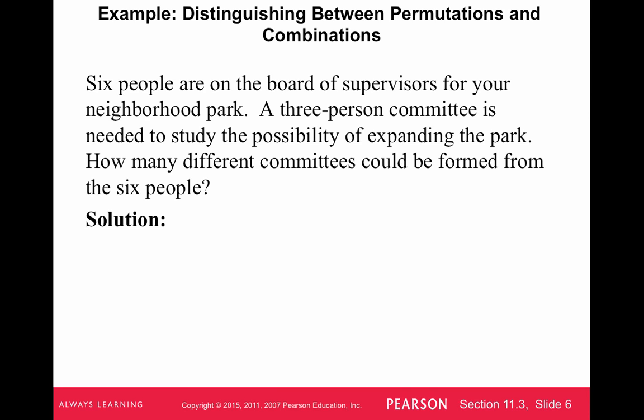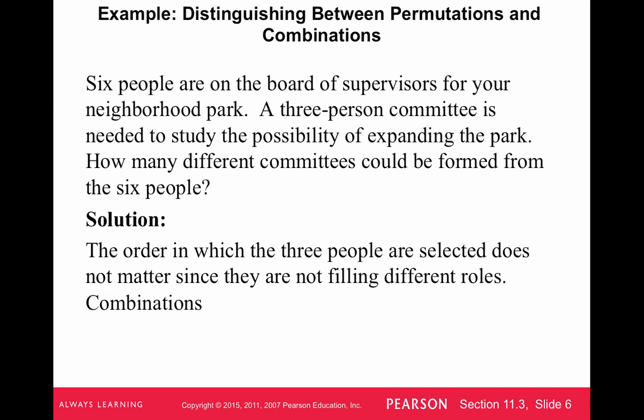So this one says 6 people are on the board of supervisors for your neighborhood park. A 3-person committee is needed to study the possibility of expanding the park. How many different committees could be formed from the 6 people? Here the order does not matter because it's just a committee, and in a committee it's just a group where everybody is equal. All right, and so if everybody's equal, there's no different roles. It's just 3 people in a group.